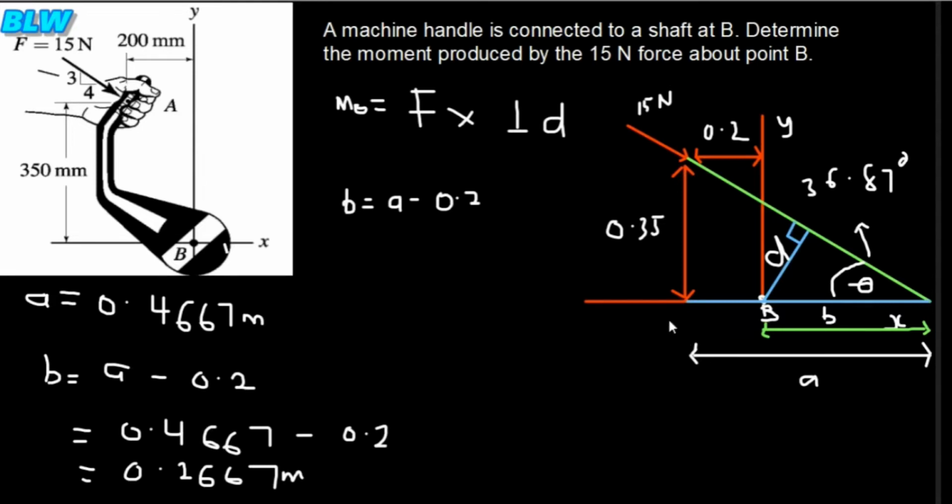So what you are going to do now is you will need this small triangle here. When you get this small triangle, then you'll be able to find D. And when you get D, you multiply by this 15 Newton force here to get our moment. So now you know B, which is this small length here. So now let's redraw the system.